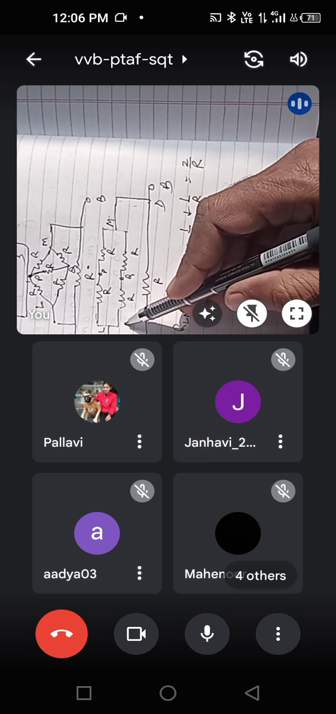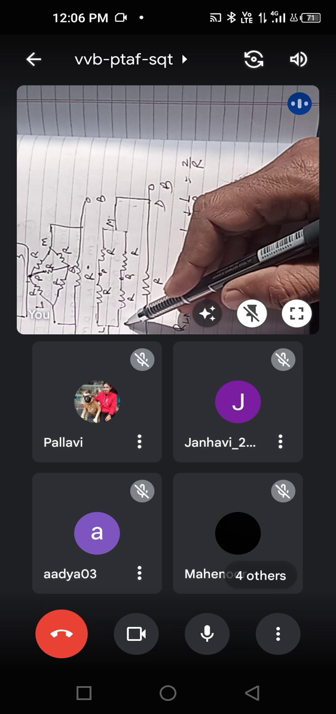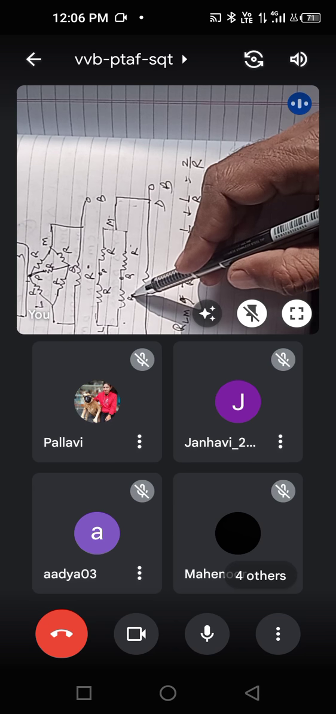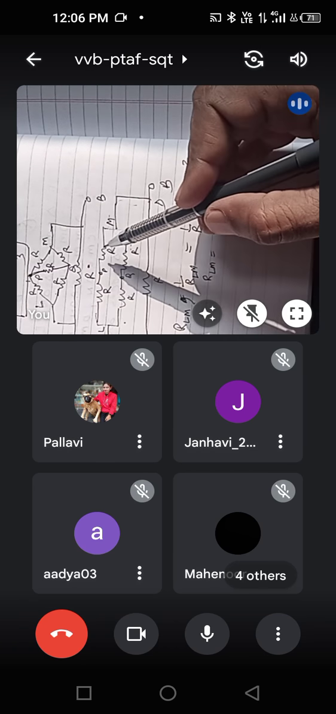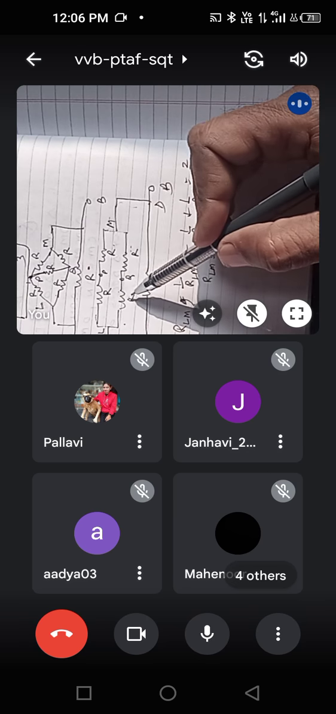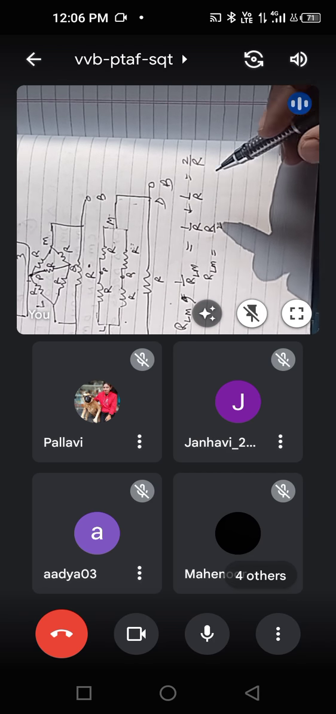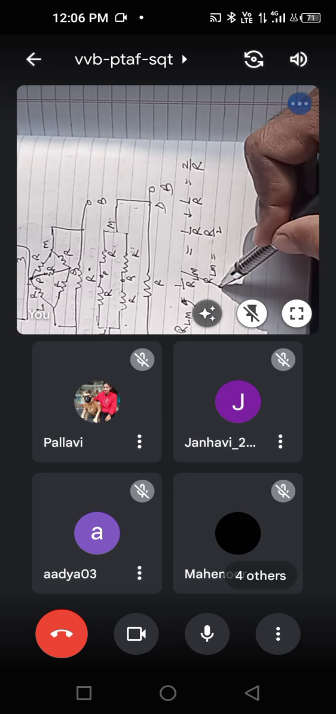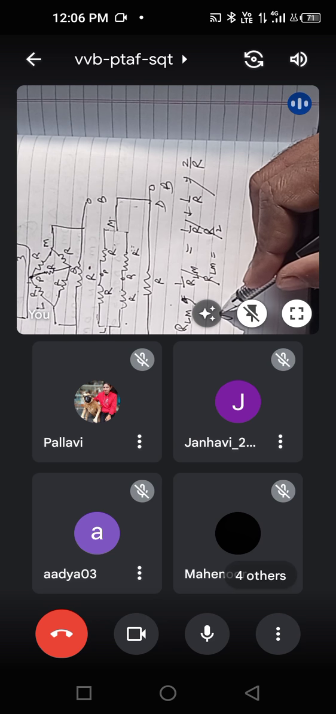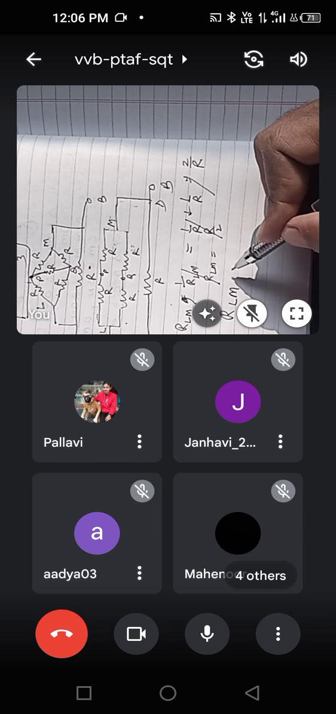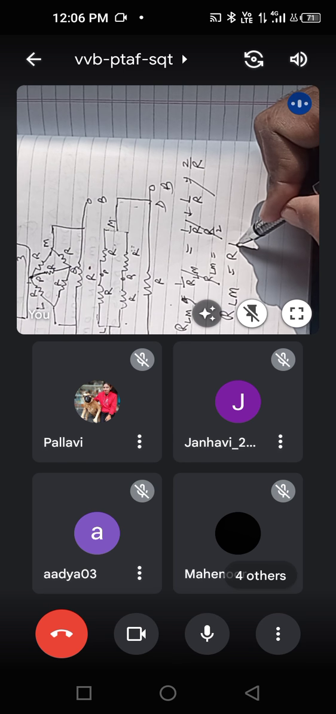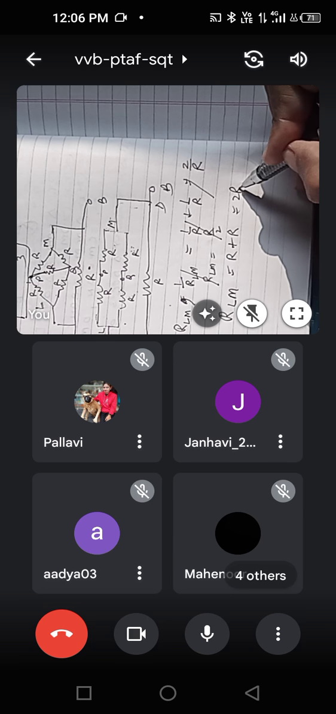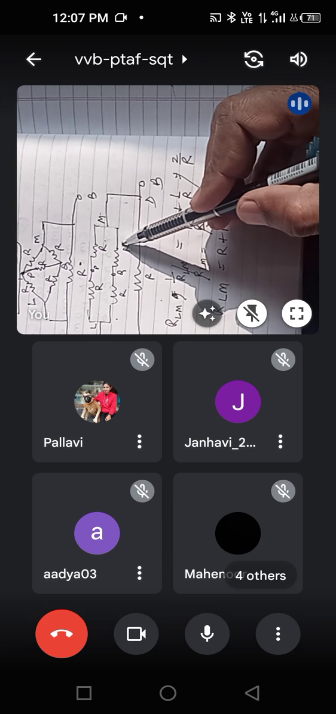Similarly, resistance across this and this point, going downwards, you see this is R and this is R, so that will give you 2R. This is also 2R. So the resistance between L and M will be R plus R, because they are in series combination, that is equal to 2R. And through below here, this is also R plus R, 2R.